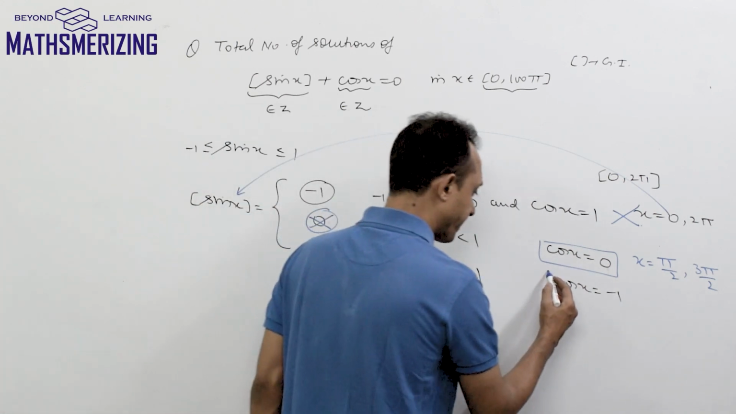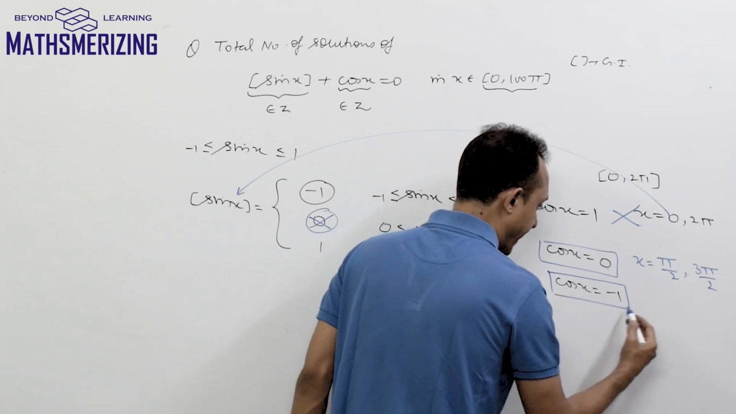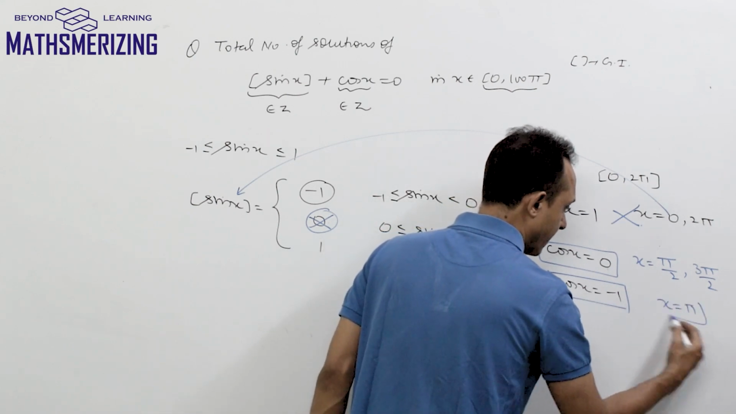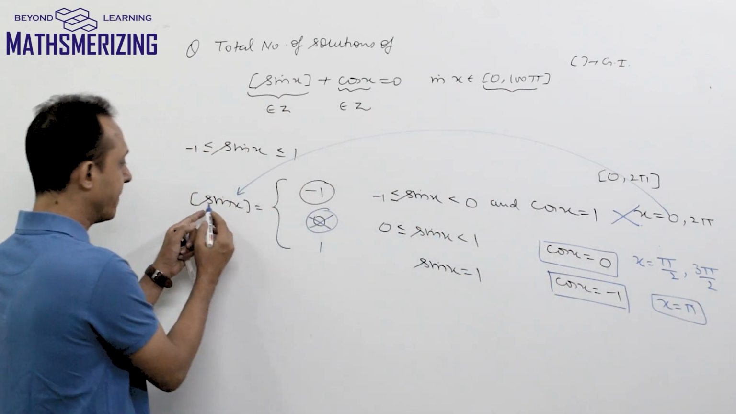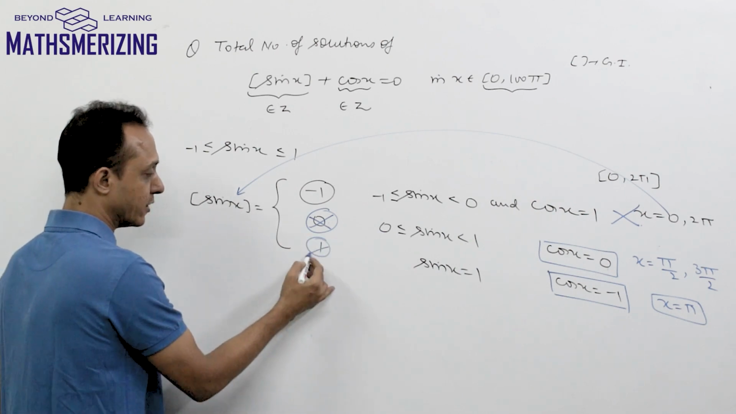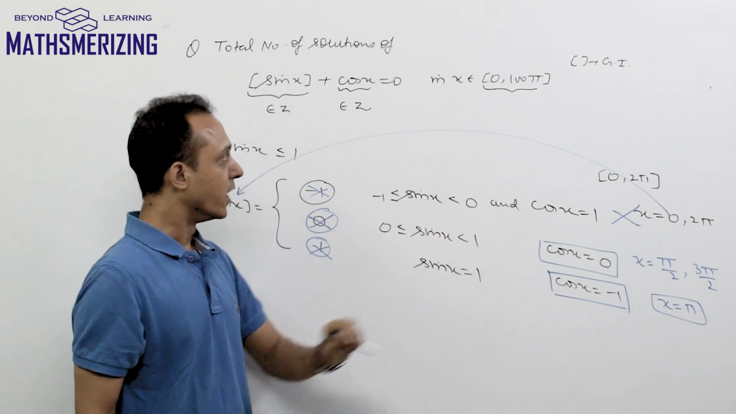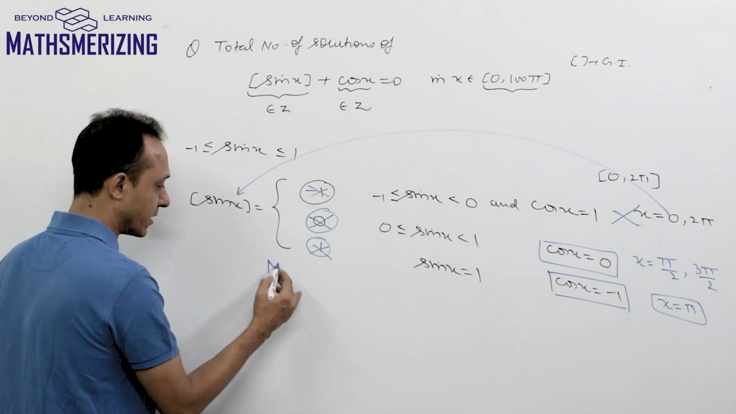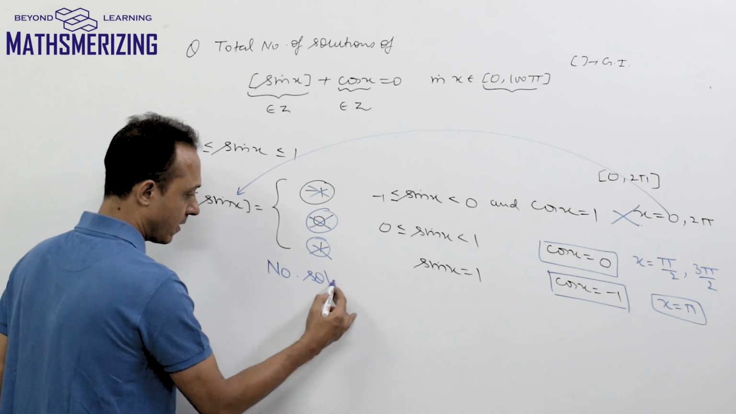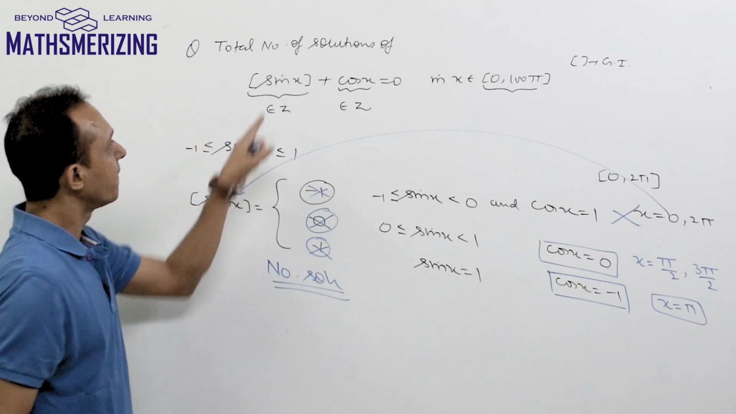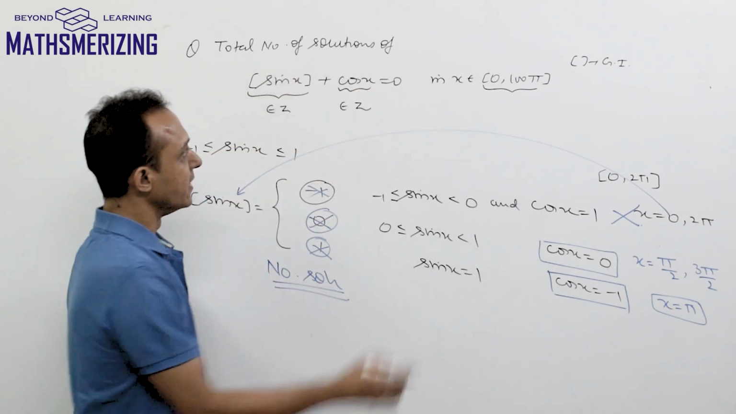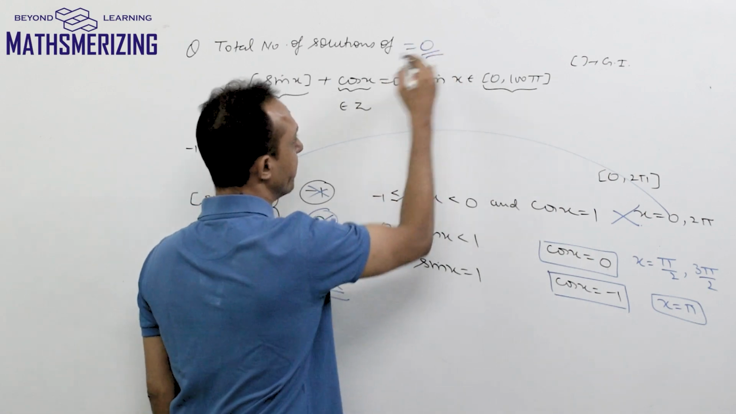Now for the third case, when the value of cos x is minus 1, which is when x is equal to pi, sin pi will be 0. So again, I'll get this as 0. So in each of the three cases, I'm not getting any solution. So there will be no solution to this equation. So the answer to this question is no solution. The total number of solutions in this interval of this equation will be simply 0.